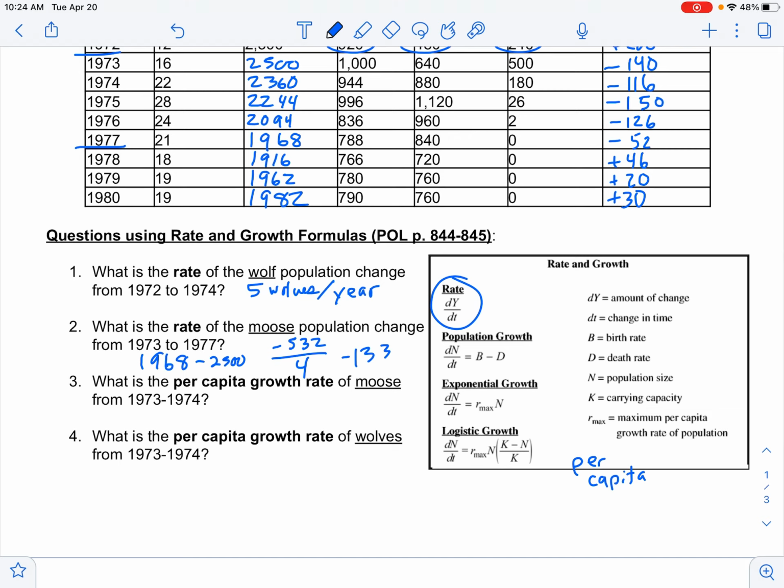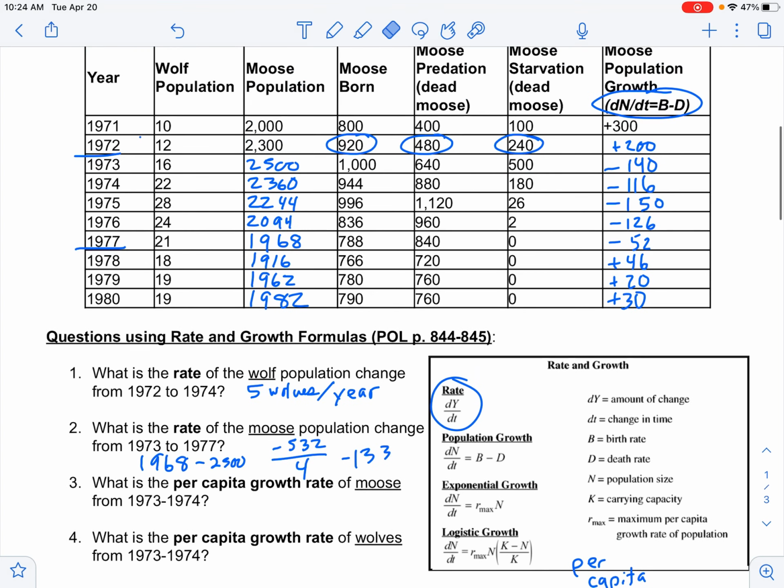So per capita literally translates to per head, meaning per individual. And you hear that too with economics and such. What's the per capita GDP or income for a country or something like that? But we're talking about growth rate. So, let's worry about the growth rate first. What's the growth rate of moose from 73 to 74?